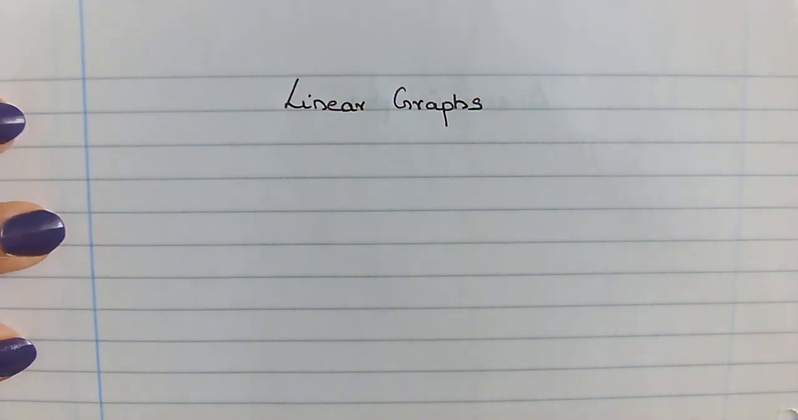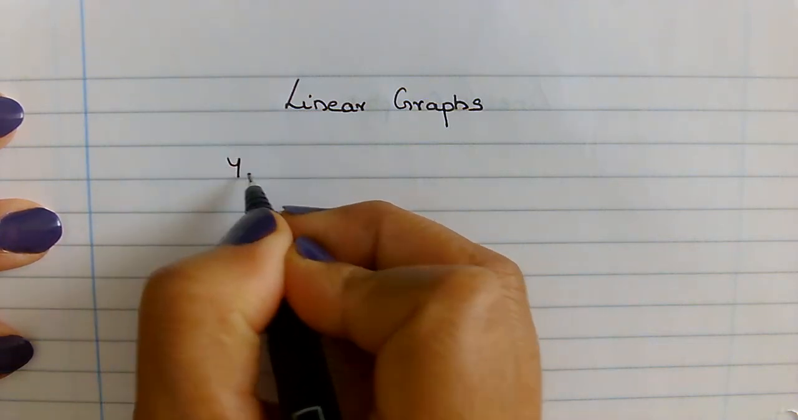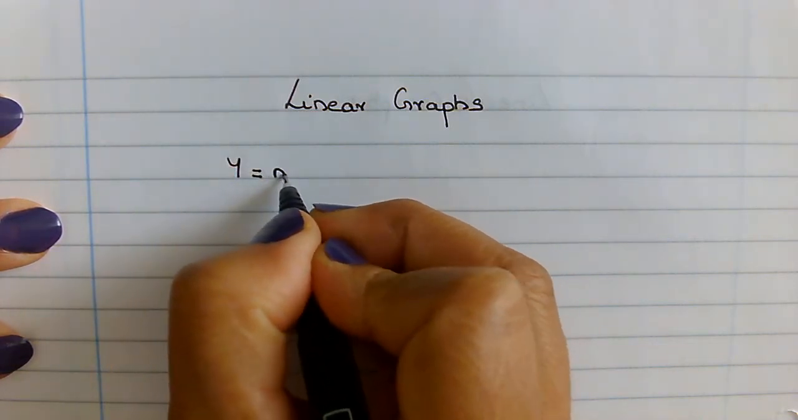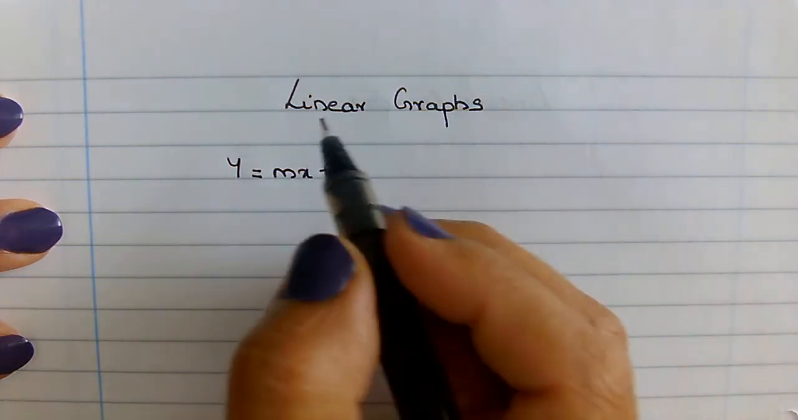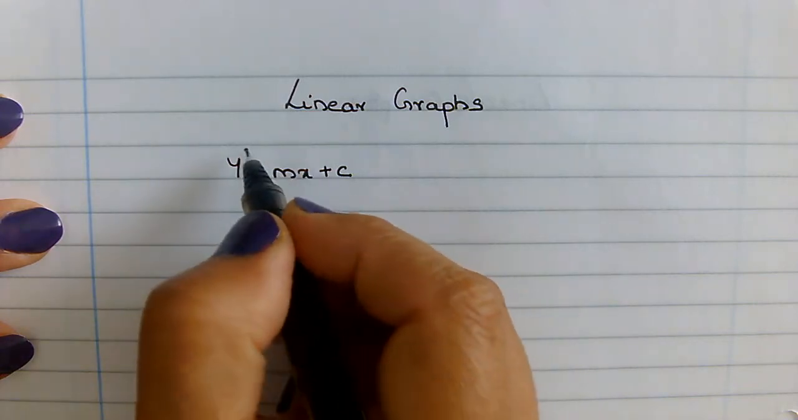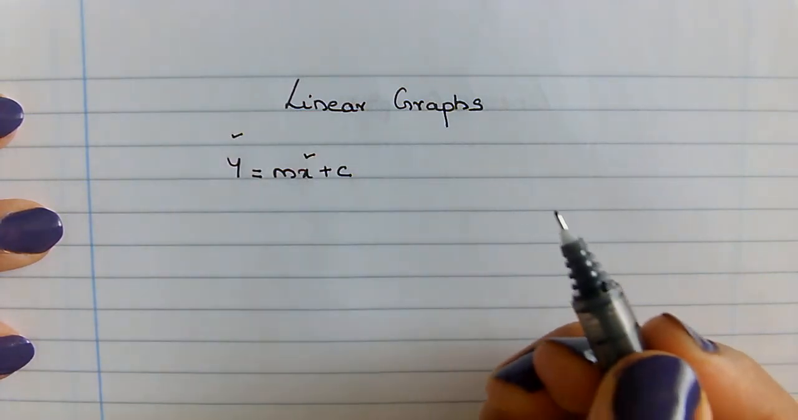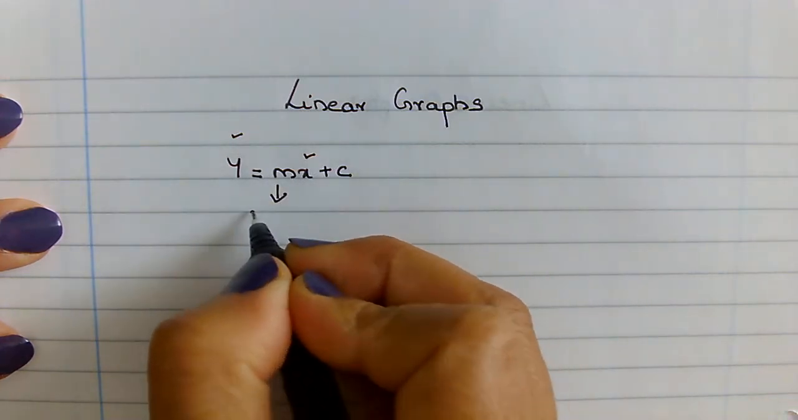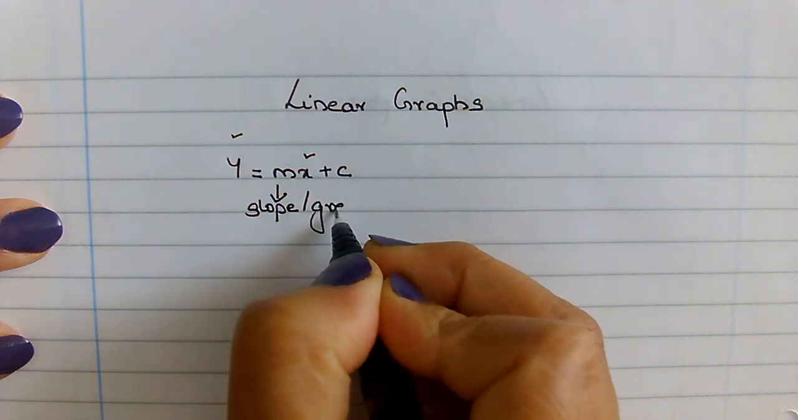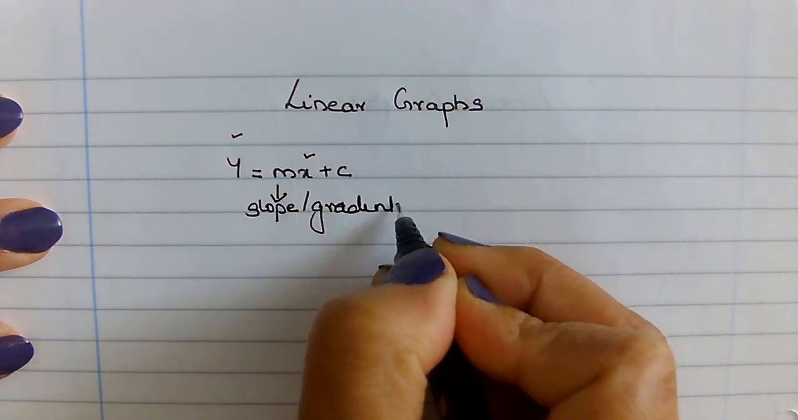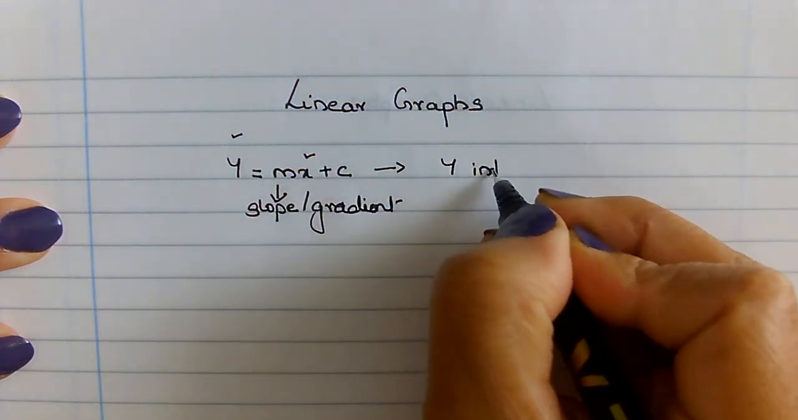All of you are already aware of what linear graphs are. So the equation for a straight line or a linear graph is y is equal to mx plus c. So you already know what y and x stand for. y is for the coordinates along the y-axis, x is for the coordinates along the x-axis, m stands for the slope of the graph or the gradient of the graph, and c stands for the y-intercept.